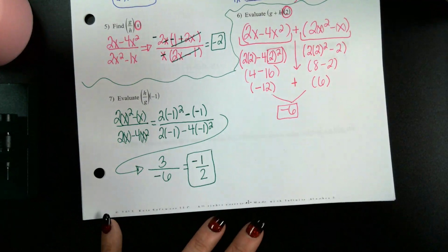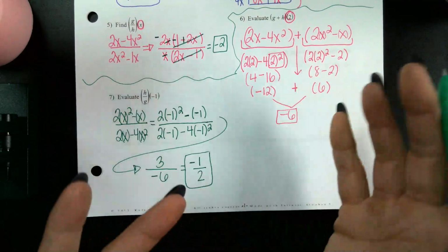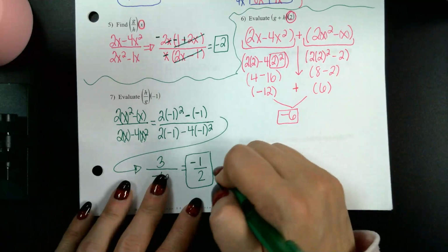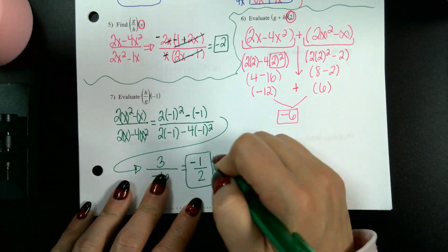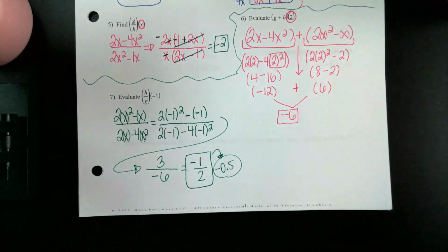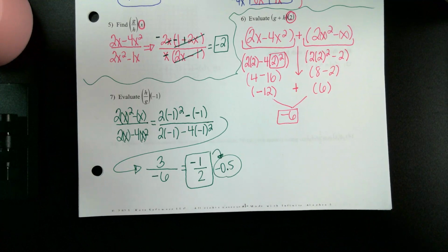Now you could have just typed into your calculator 3 divided by negative 6, and it would have given you negative 0.5. But, I mean, it's a fraction, so I just reduced it. It doesn't really matter. All right, when you guys are done with that one, go ahead and turn the page.